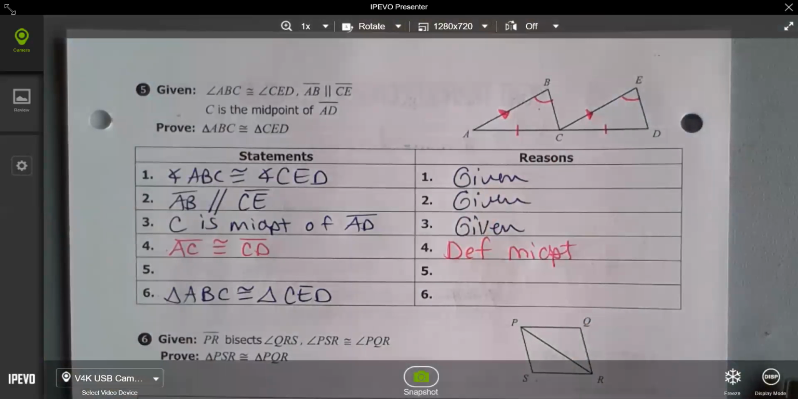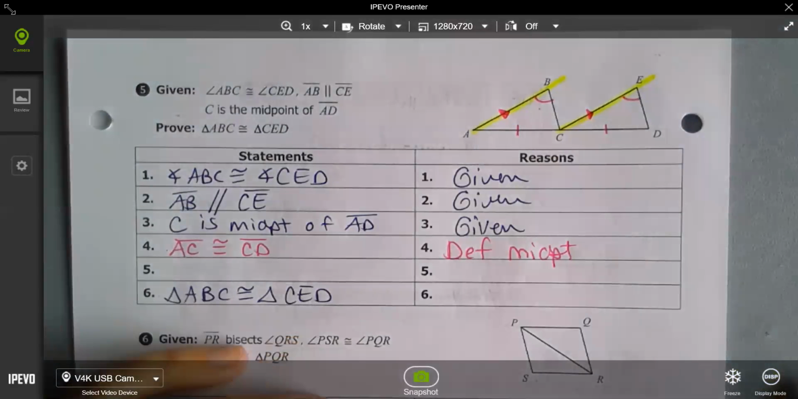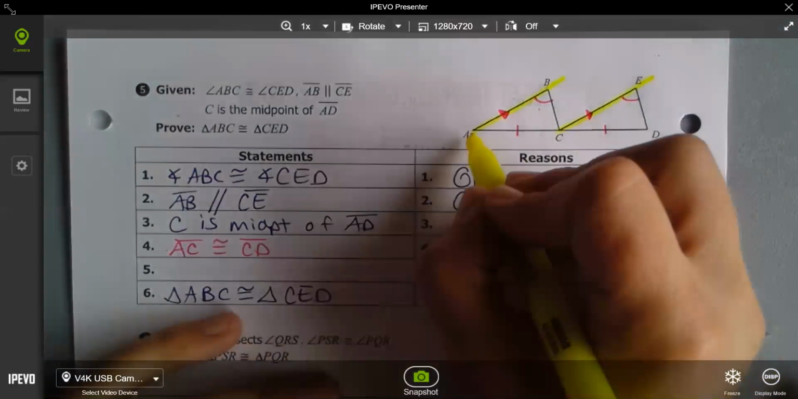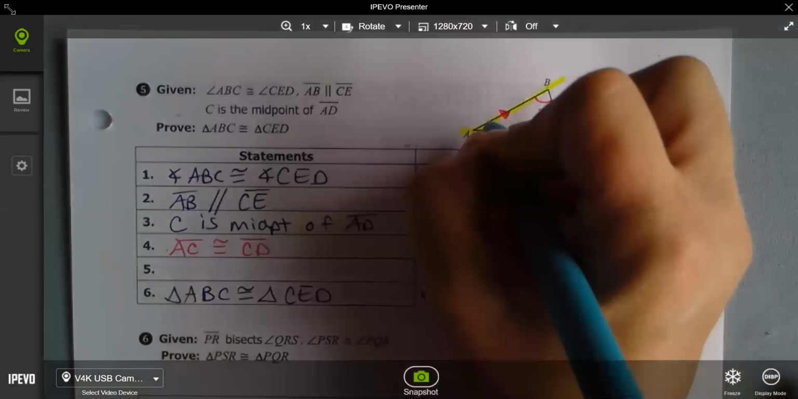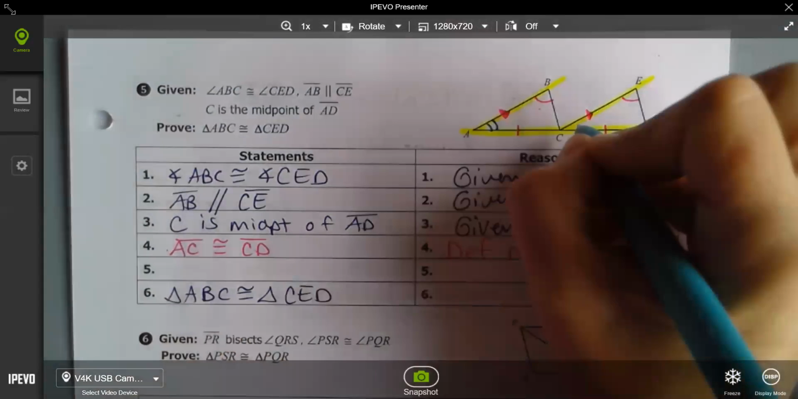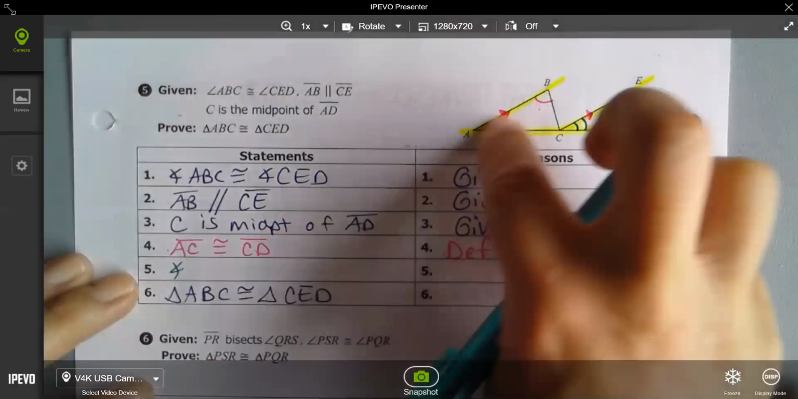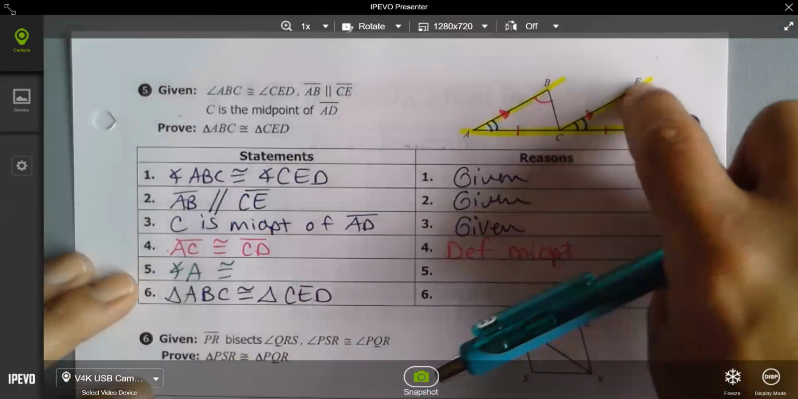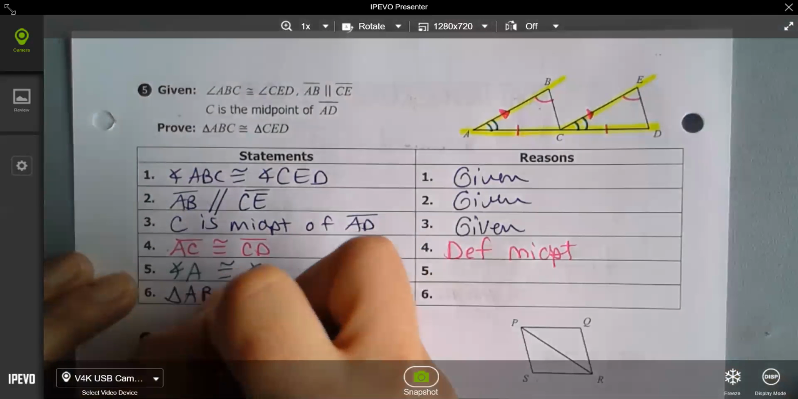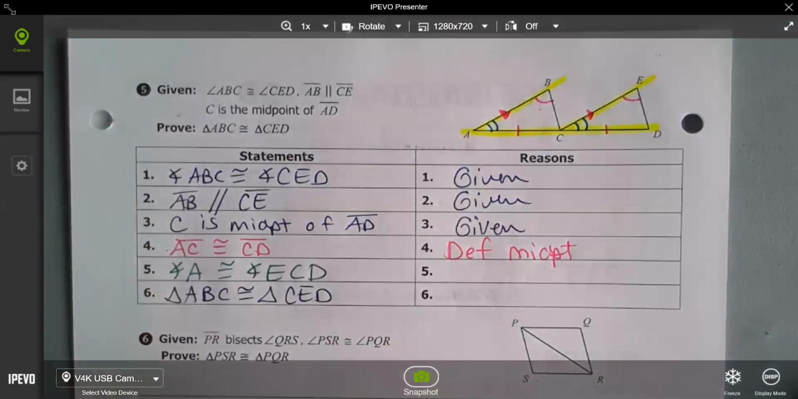All right, so let me highlight. So here's the parallel lines. What's the transversal? That's the transversal. Where are my two equal angles from this? Right there and right there. So what is that? I can call that angle A, but this one I have to call angle ECD. What kind of angle pair is that?